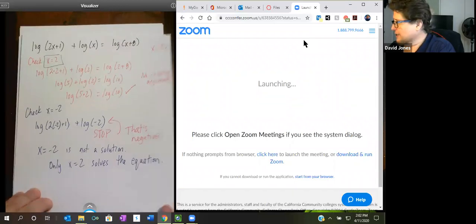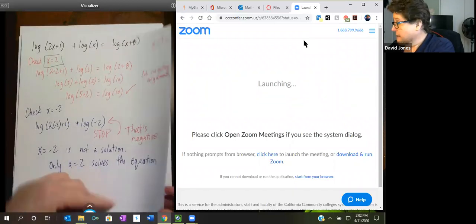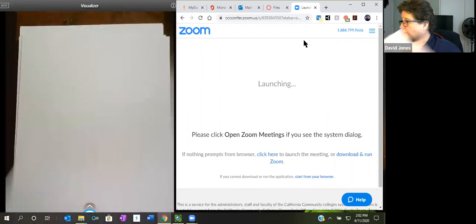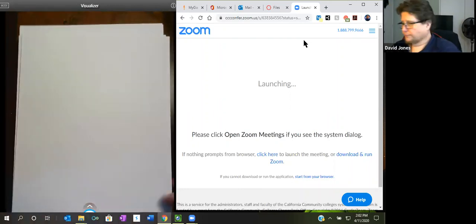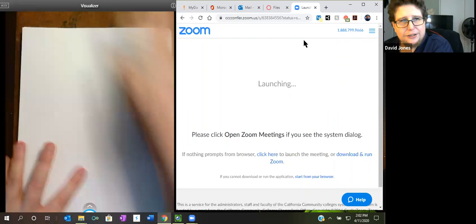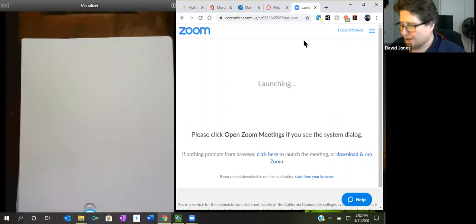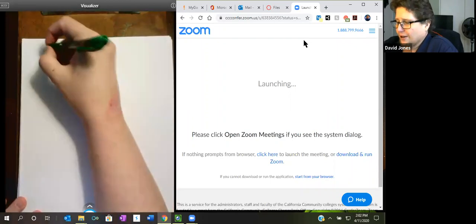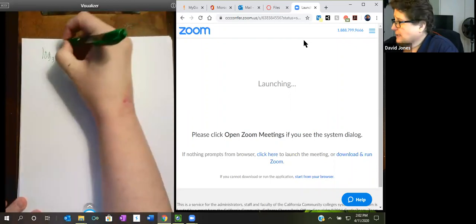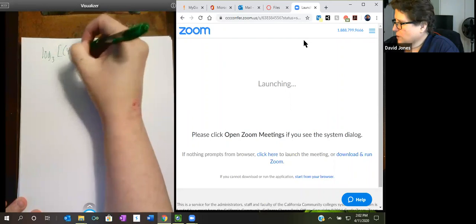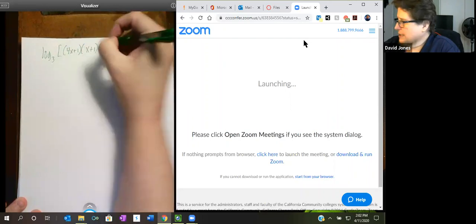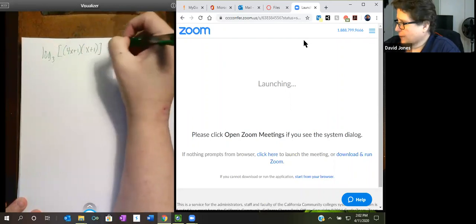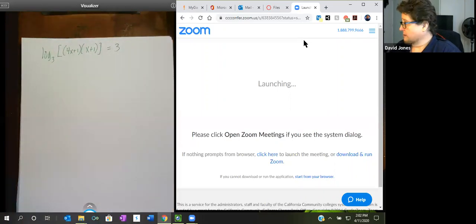Let's kick it up a notch. Here's a fun one to try, because we're having fun, aren't we? Log base 3 of (4x plus 1) times (x plus 1) equals 3. Try to solve this.